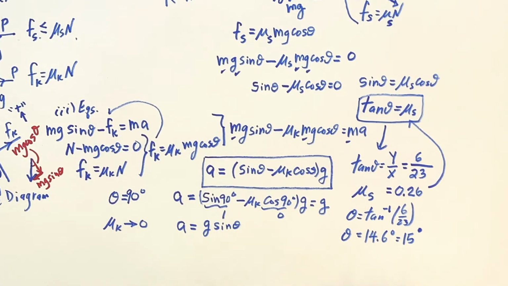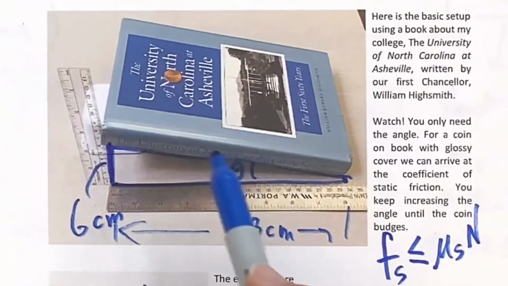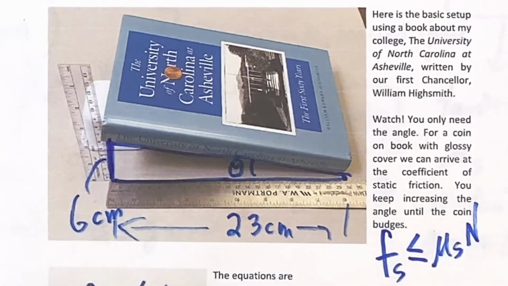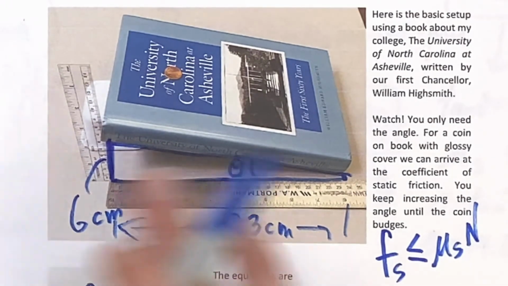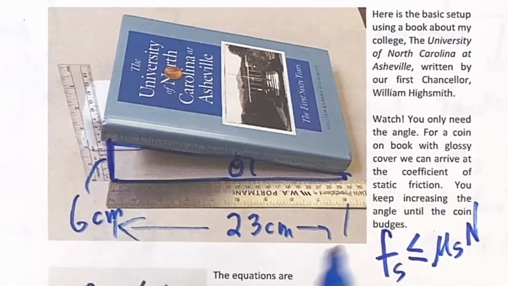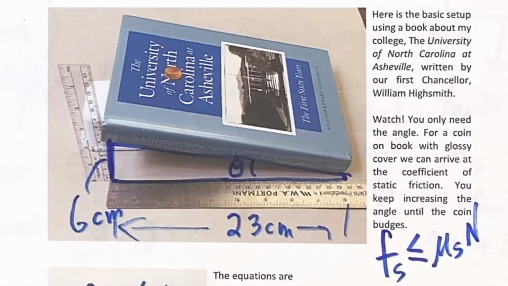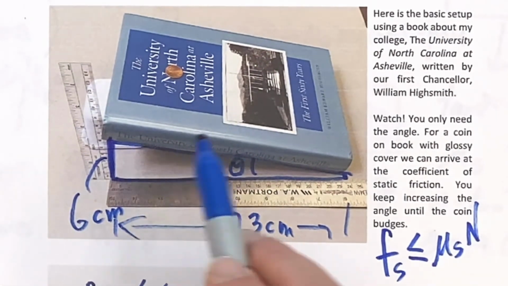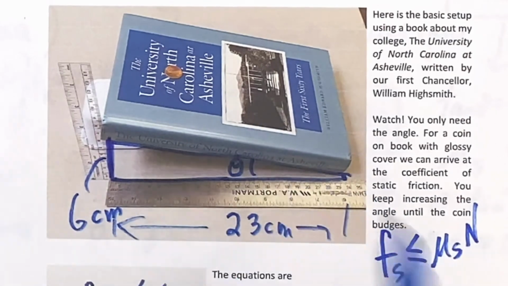Notice that when you do this experiment, if you put the coin in different places, you may get slightly different results. There's imperfection, there's not a perfectly smooth surface. There's little differences here and there. So you might do several and take an average to get an estimate of the coefficient for a coin on a UNC Asheville book cover.